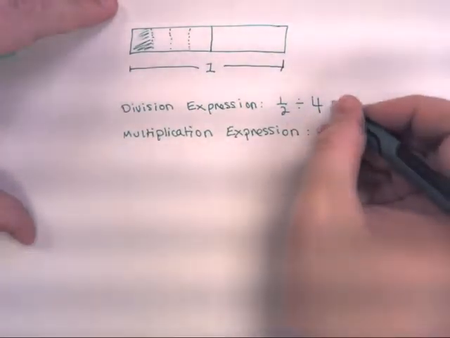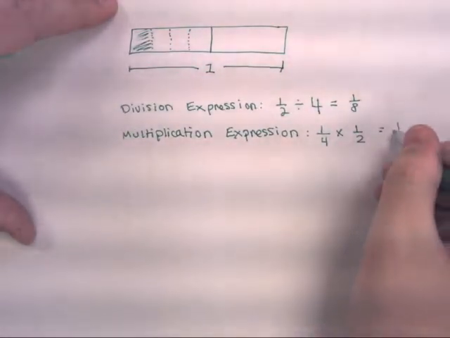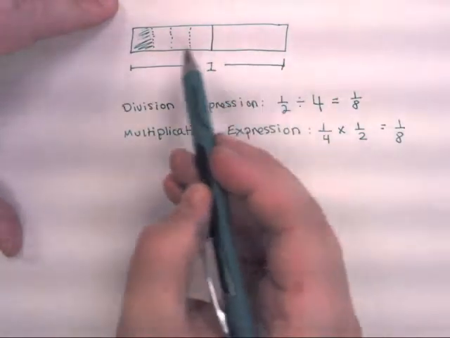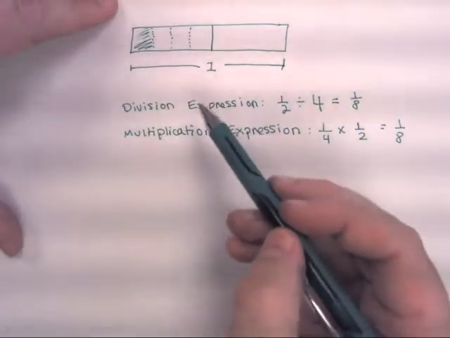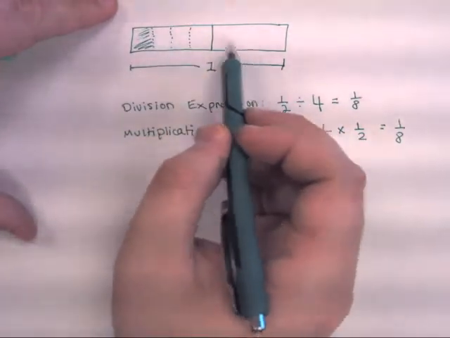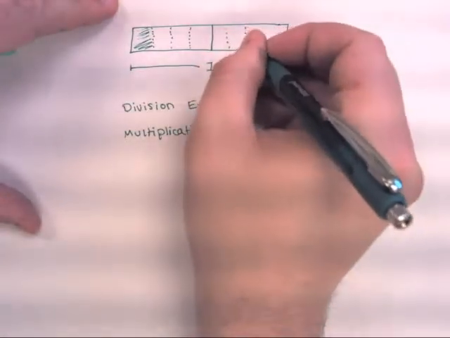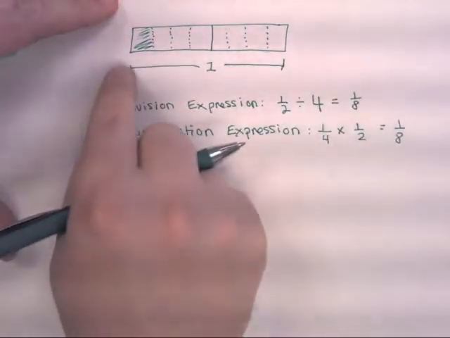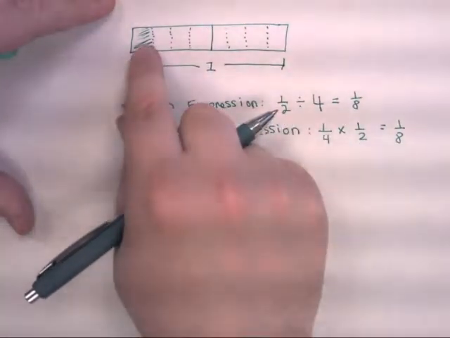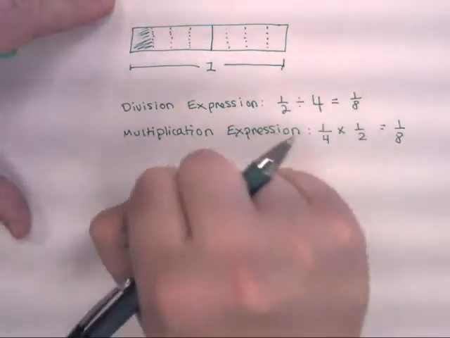Now, 1/2 divided by 4 is 1/8, and 1/4 multiplied by 1/2 is also 1/8. So if we get the same answer, and that answer matches what we see here, then we know that we have the correct expressions. So in order to see that 1/8, I'm going to divide the other half into 4 equal pieces as well. And then you can see now that across the entire whole, it's been divided into 8 equal pieces, meaning that if 1 out of the 8 is considered, then 1/8 is the correct value.